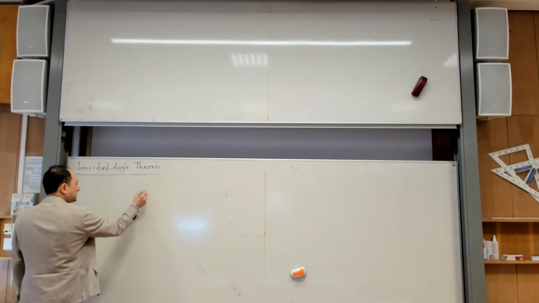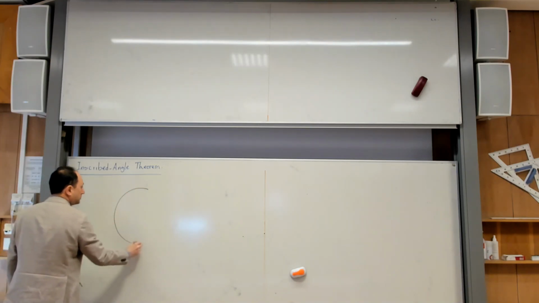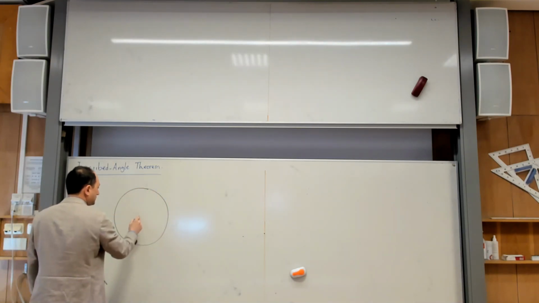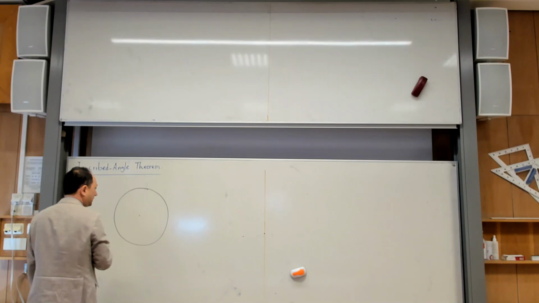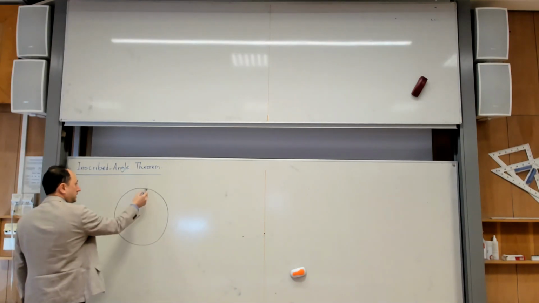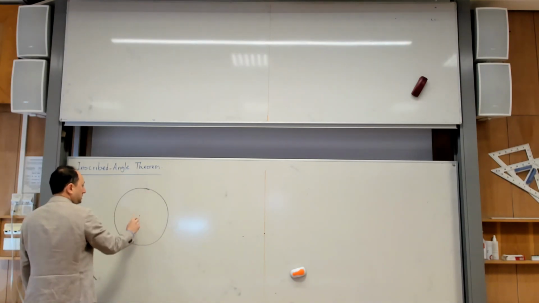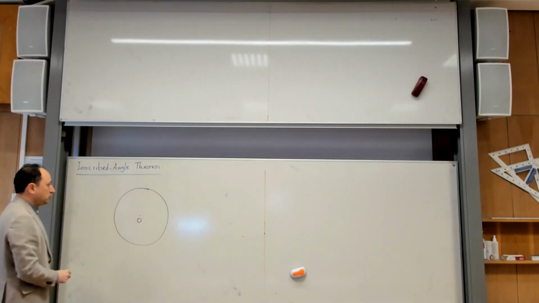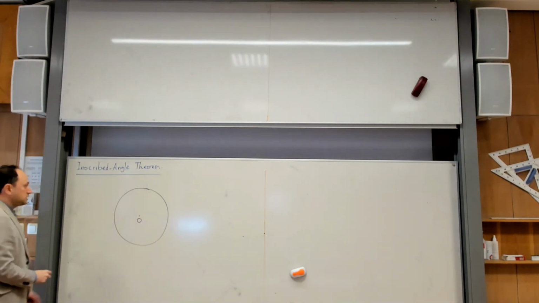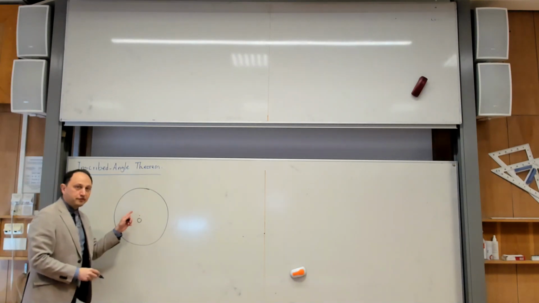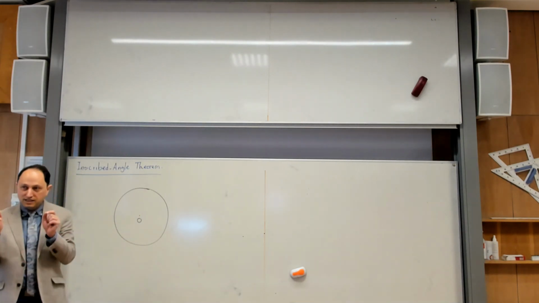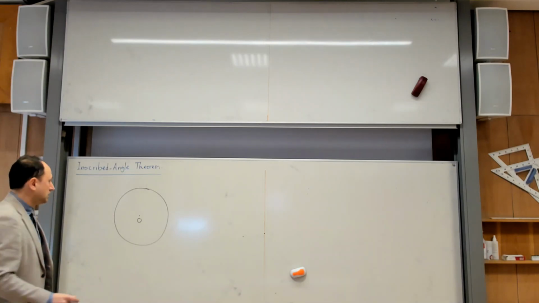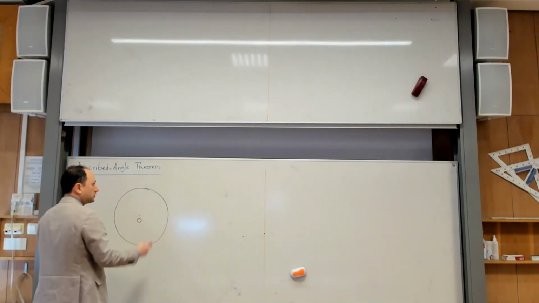There are some things that I just want to recap from what you know about circles. Assume that you have a circle. There is a point here. What is the meaning of a circle, by the way? The circle is the set of points on the plane whose distance to some fixed point on the plane is a fixed number. And that fixed number is called the radius.